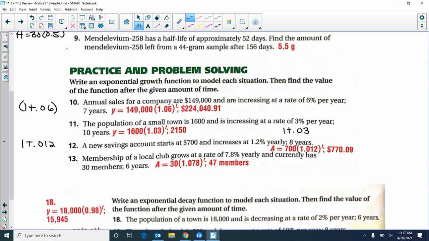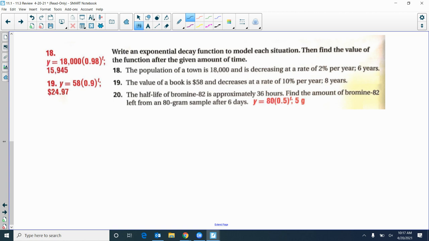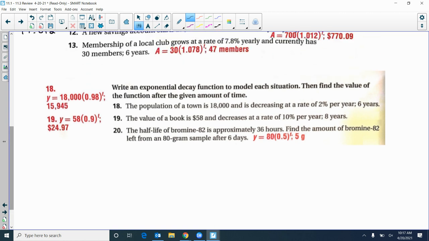All right, 18, 19, and 20. Decreasing 2%: 1 minus 0.02, which is 0.98. Number 15, the value of a book is $58. It decreases at a rate of 10% per year for 8 years. Well, the 10% means you're going to do 1 minus 0.10. And then this is half-life. They give you the equation there. Double check that. 6 days.